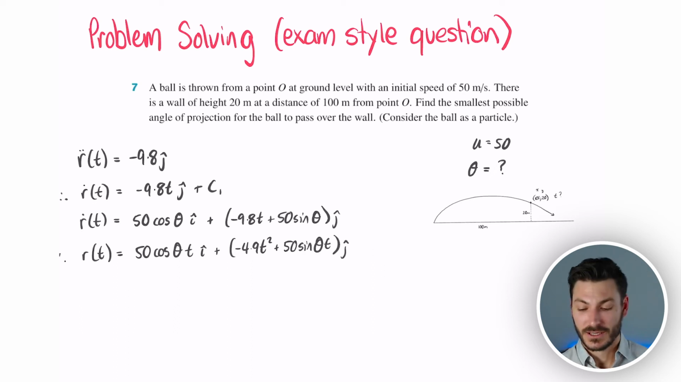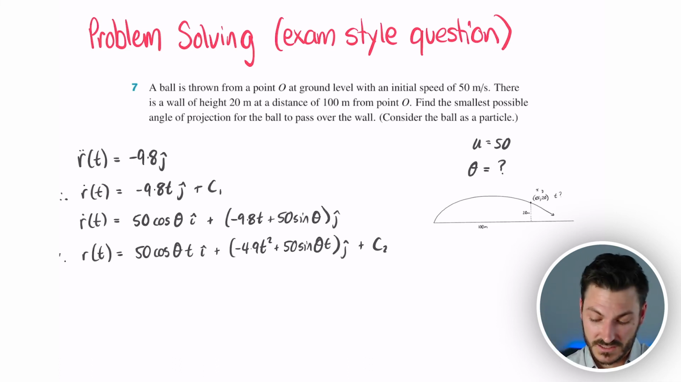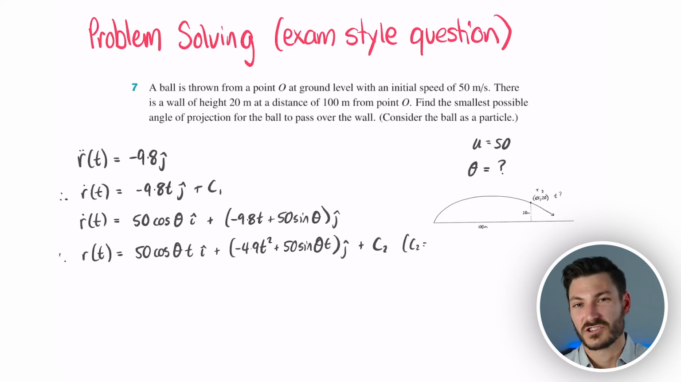You can go ahead and show that the second constant of integration here, c2, is going to equal 0, but it tells us it projects from the origin, so I'm going to assume that c2 is equal to 0. I might even just write in brackets c2 equals 0, just to show my working, show that I understand that.